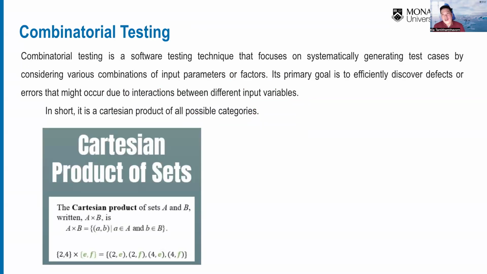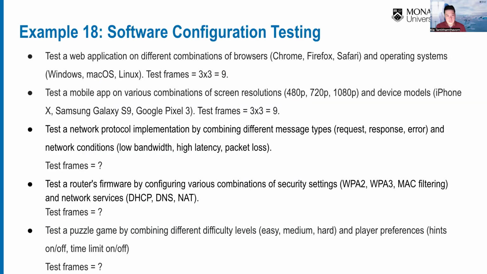Last technique, probably the last, I guess. Combinatorial testing is a technique to systematically generate test cases by considering all of the various combinations of the input parameters. Basically, it's just the Cartesian product of the sets. So just combine everything together. Let's give an example here. Let's take a look.